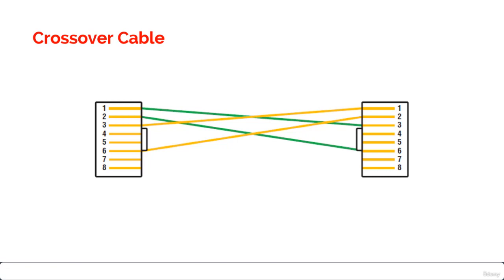Crossover cables can be used to connect these devices: switch to switch, hub to hub, host to host, hub to switch, router to host. Have a look at the image on the screen. Did you notice that instead of connecting 1 to 1, 2 to 2 and so on, we connected pins 1 to 3, 2 to 6 on each side of the cable? Yes, right. A crossover cable is typically used to connect 2 switches together, but it can also be used to test communication between 2 workstations directly, bypassing the switch.